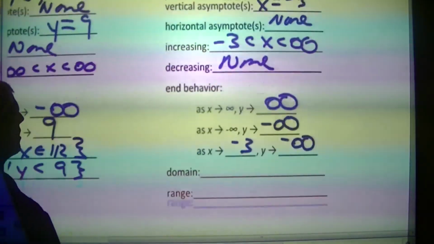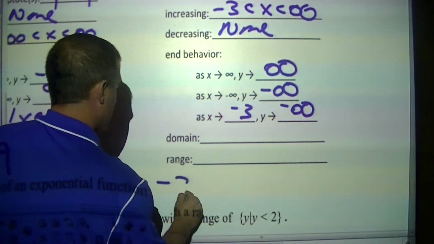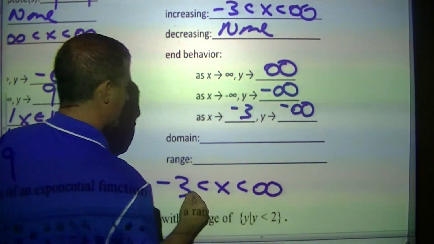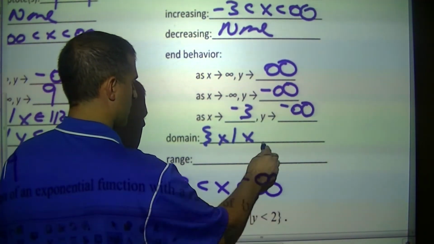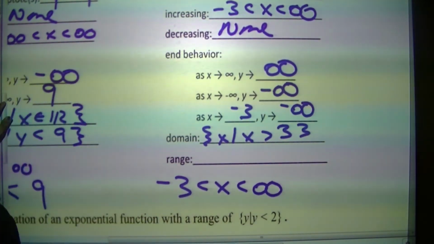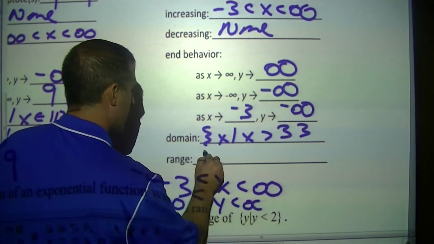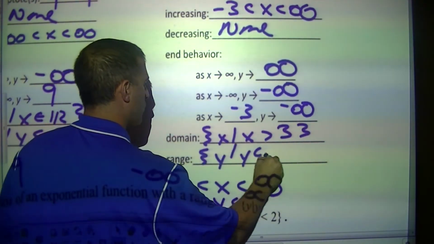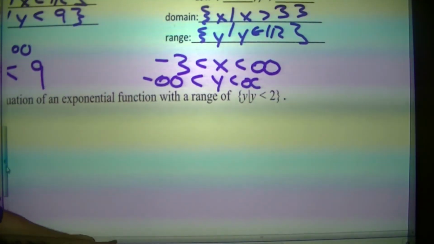The domain: the smallest x value that I have here is -3, and the biggest is infinity. Once again, I don't have a line under that because it's an asymptote. The range: the smallest y value I have is negative infinity, and the biggest one is positive infinity. So that one's going to be all real numbers.